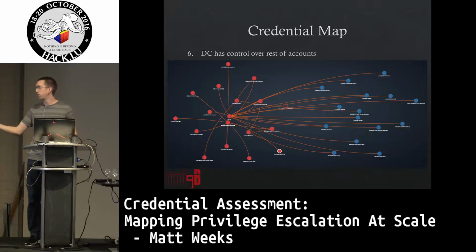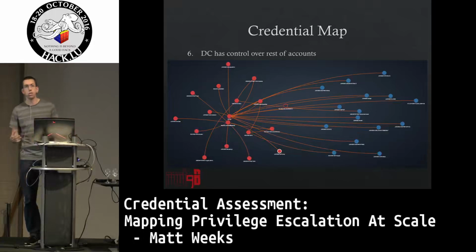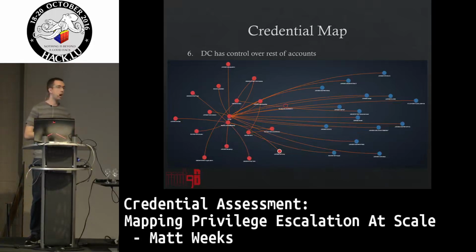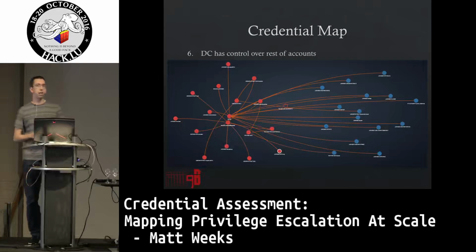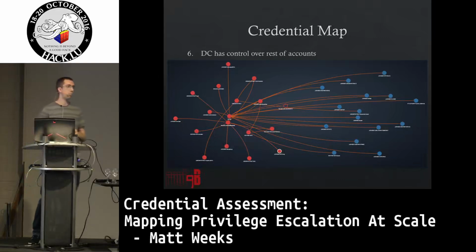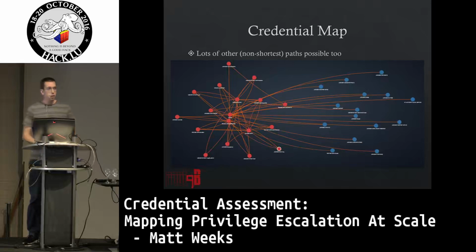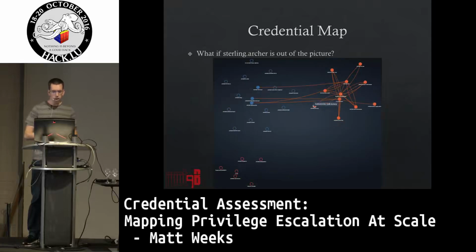We've simplified it here to just a few tests, but in most of the networks that we go and do a credential assessment on, we can automatically find a path to domain admin from 99% of the systems on the network. And so this is, again, a very common layout of what that network looks like. We also see a lot of non-shortest paths as well throughout the network.